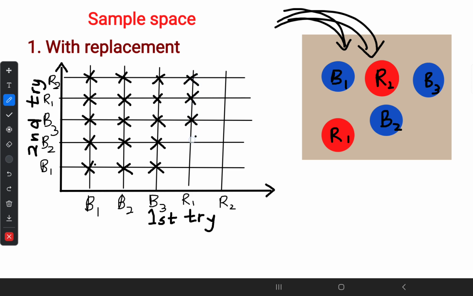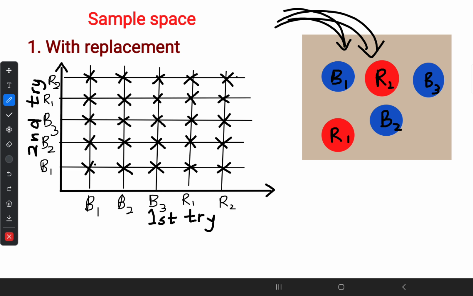Totally, we can obtain 25 different events. Each cross denotes a different event. Look at this event: in the first try I selected B2, and in the second try also I selected B2. That is what this cross indicates. In this one, in the first try I selected R1, and in the second try B1. Look at this event: in the first try I selected R2, and in the second try I selected the same R2. In this event, in the first try I selected B3, and in the second try R2.